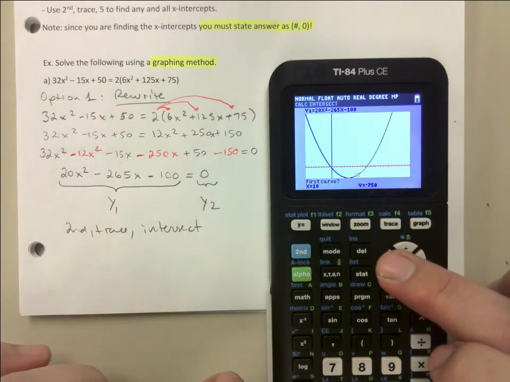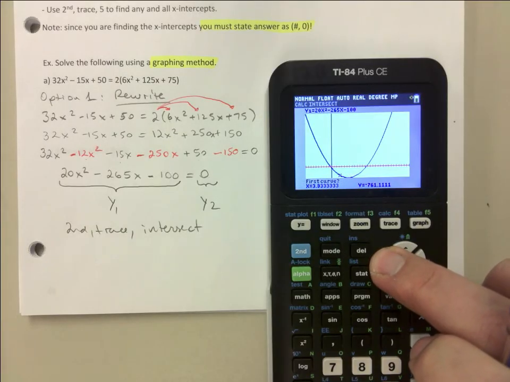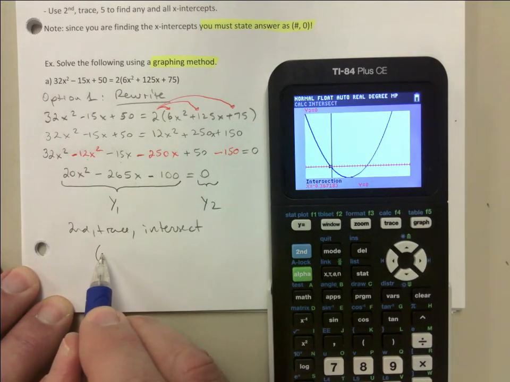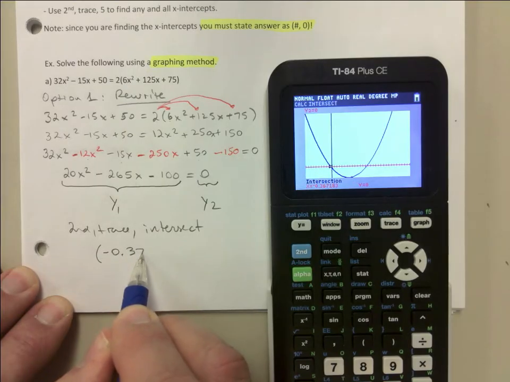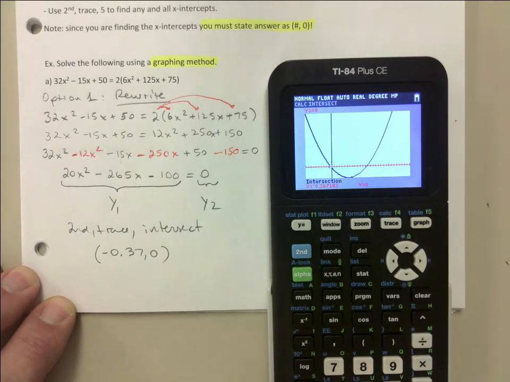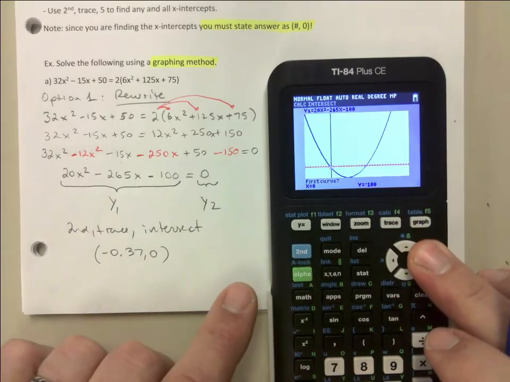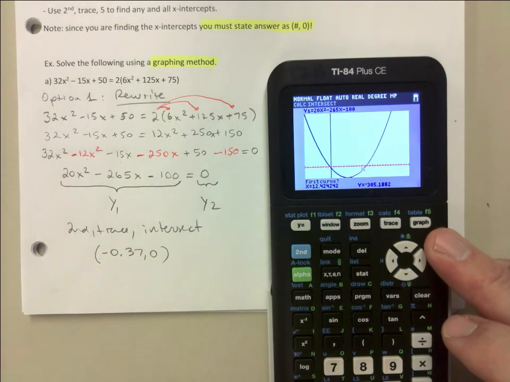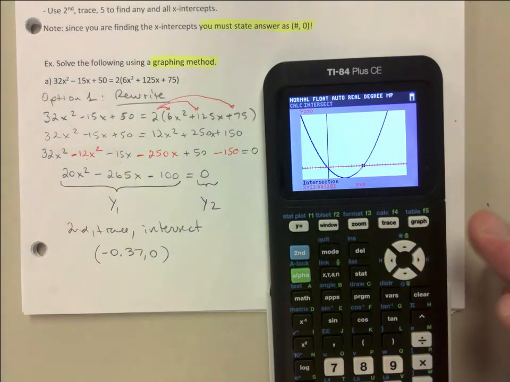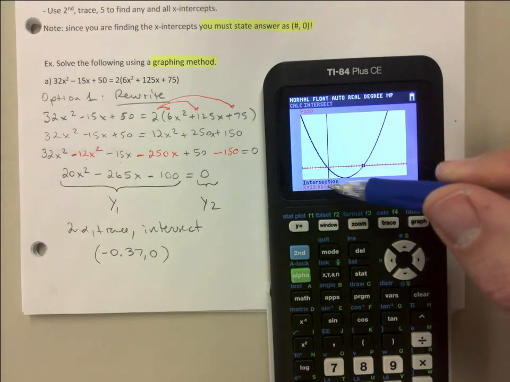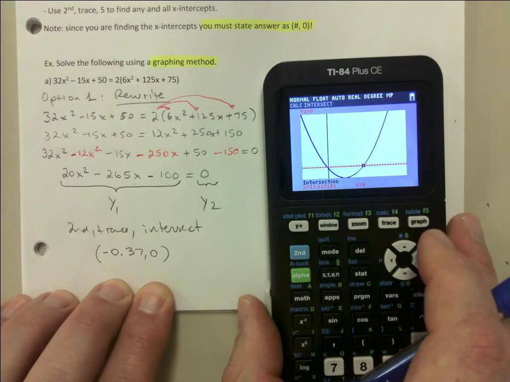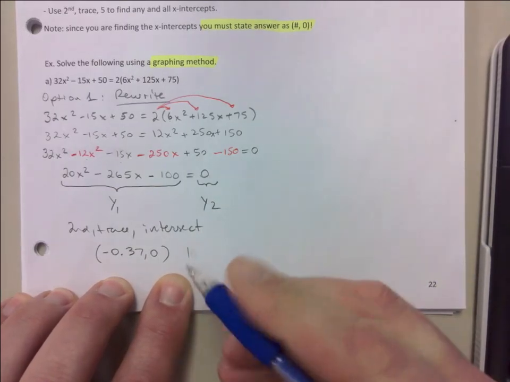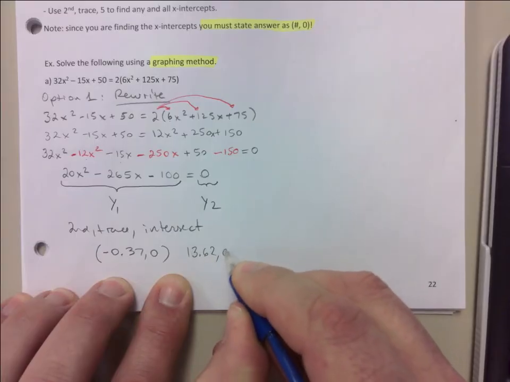Second, trace 5. Pick which one you want. I'm going to go closer to the left one there. Enter, enter, enter. So your first solution is negative 0.370. And your second one is, bring it all the way over. You got to go second trace, intersect again. Enter, enter, enter. And there it is, 13.620.